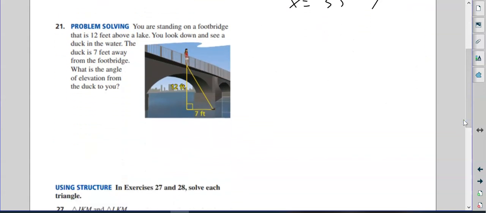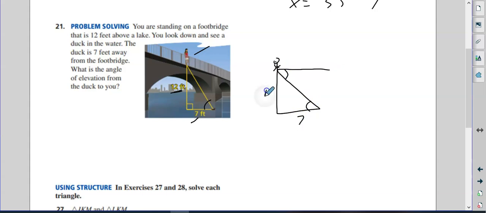All right, you're standing on a footbridge. You're up here. That is 12 feet above the lake. There's our 12. You look down and see a duck in the water. It's 7 feet away from the bridge. We're trying to find that angle right there. What is the angle of elevation? Let's go over this again real quickly. You're here. The angle of elevation is the same as that right there.